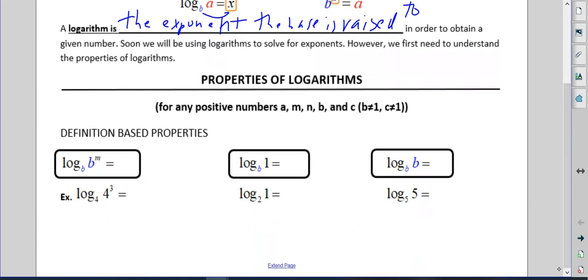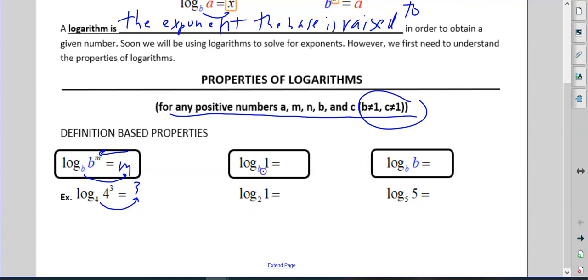All right, so here are some properties. Notice for any positive numbers a, m, n, b, and c, b can't be 1 and c can't be 1. Very important here. Log b of b to the m is m. If you think about it, b to the m equals b to the m. So for example, 4 to the what is 4 to the third? Well, 3. Some of these are going to seem kind of obvious, but just go with it.